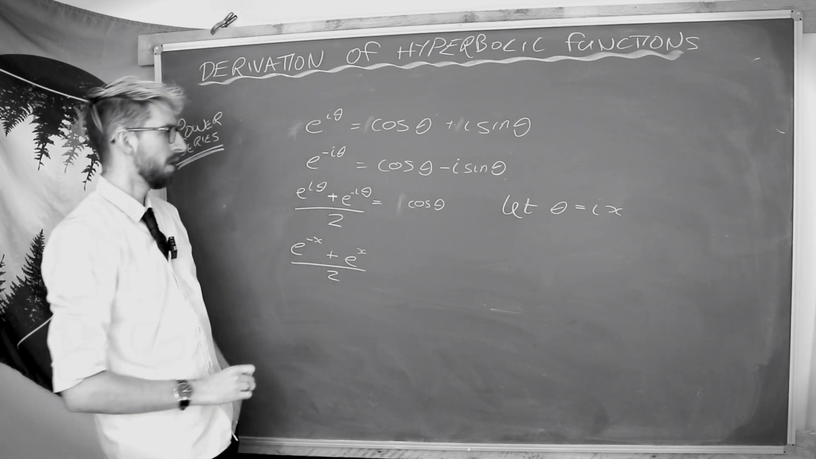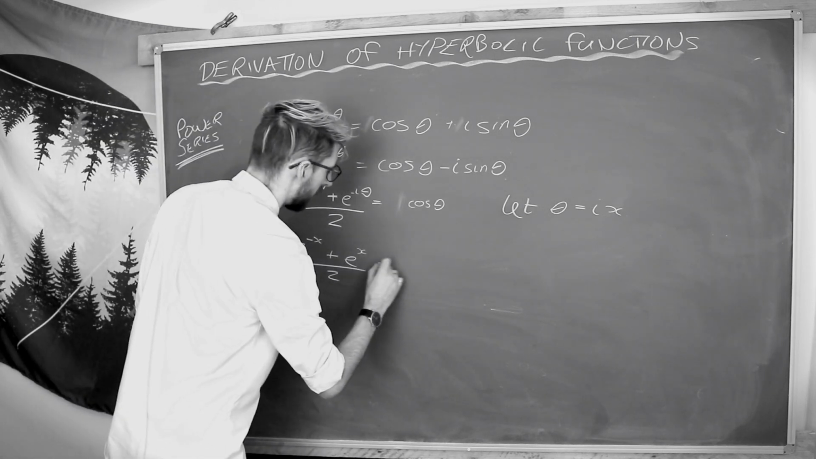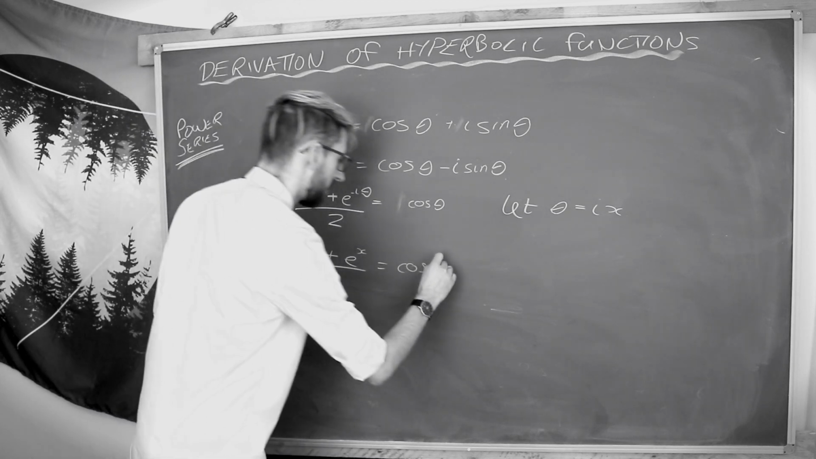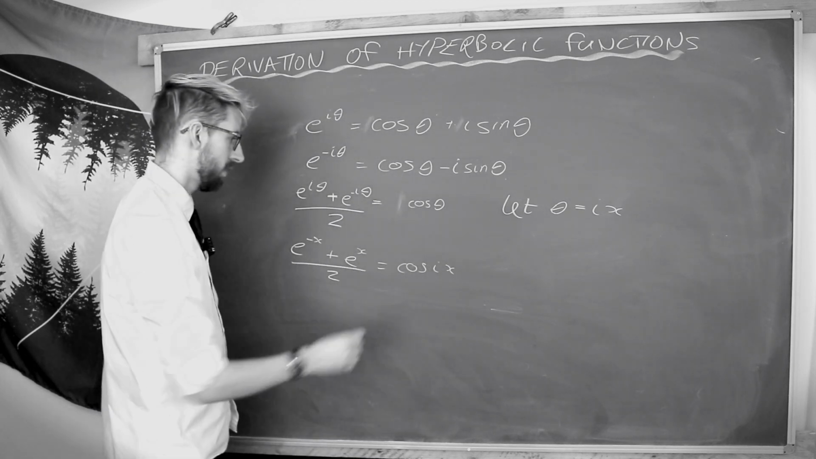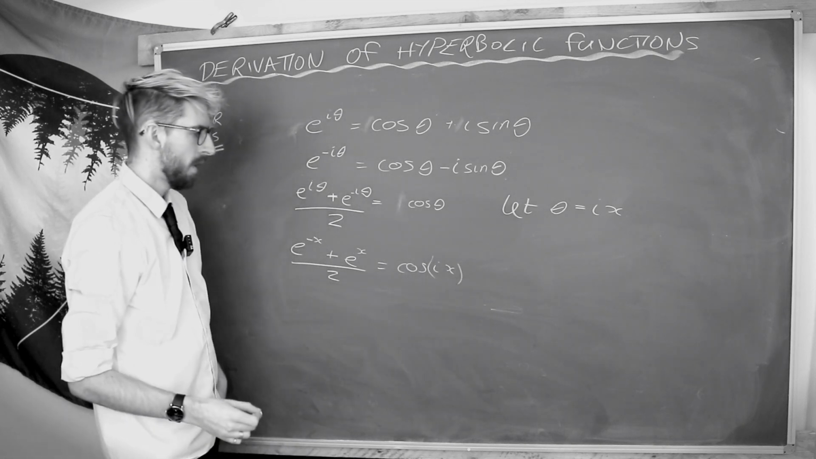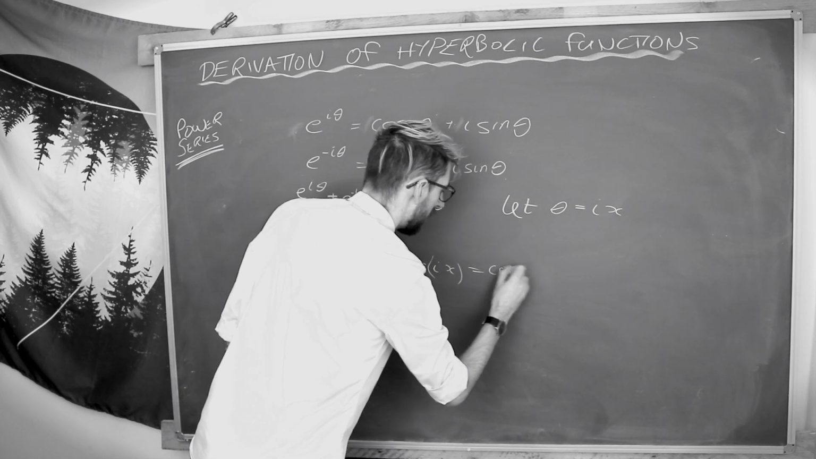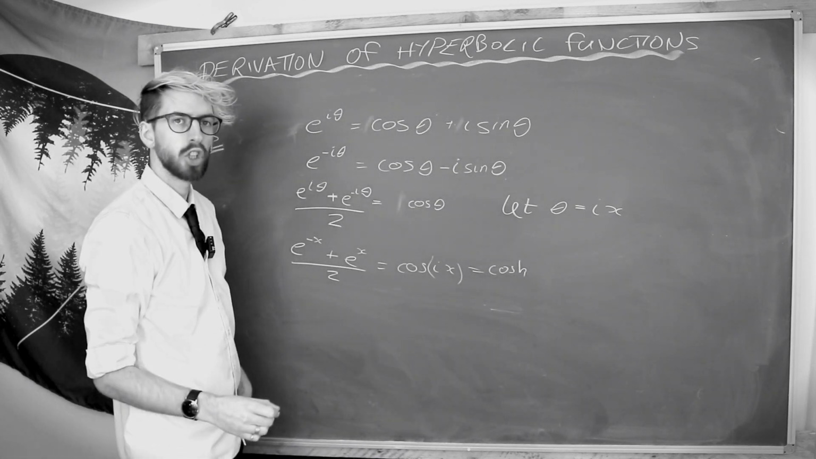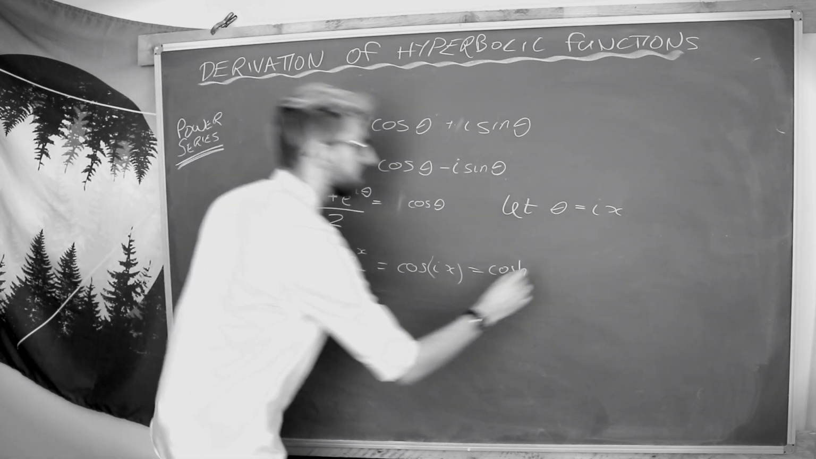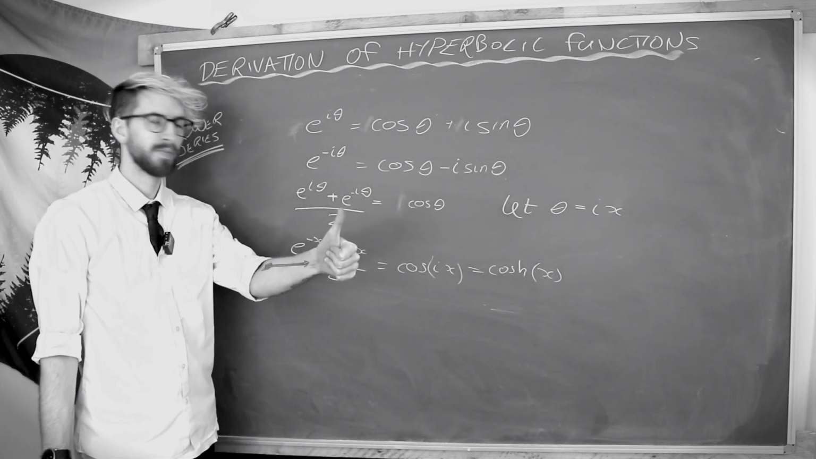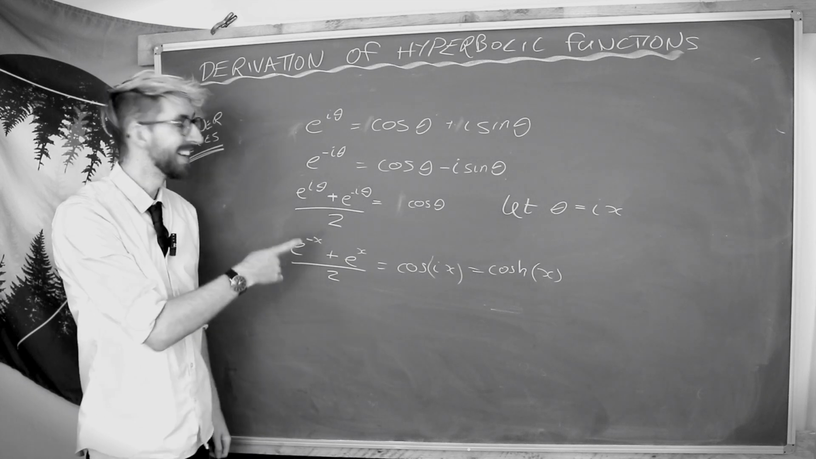x, over 2. And then on this side, we're going to get equal to cosine of ix. Cosine of ix. You know what? Let's call this cosine of ix cosh of x. That's that one.